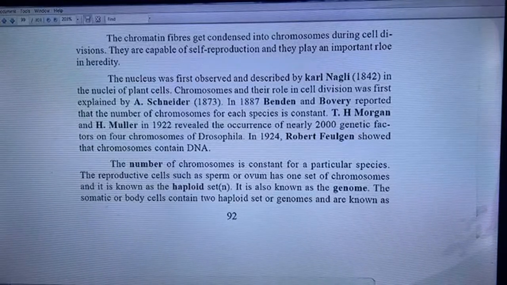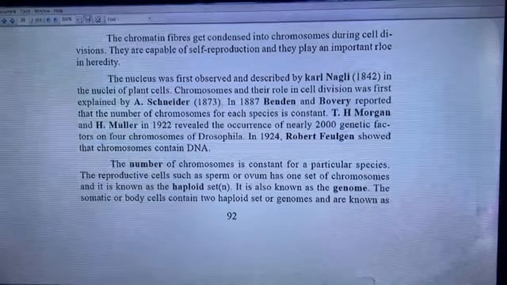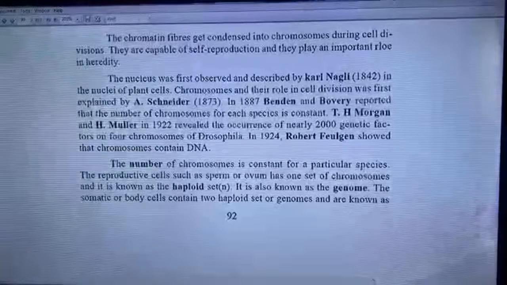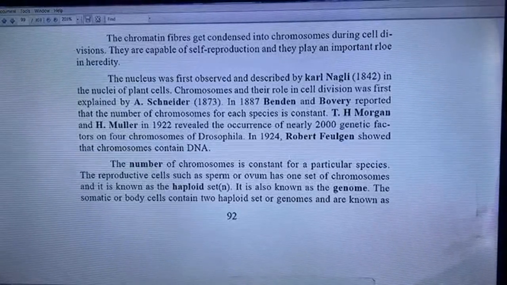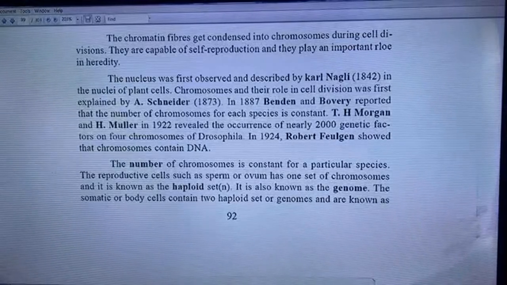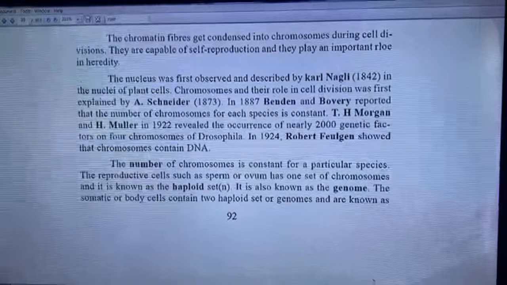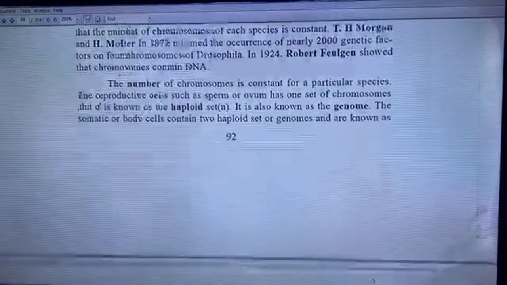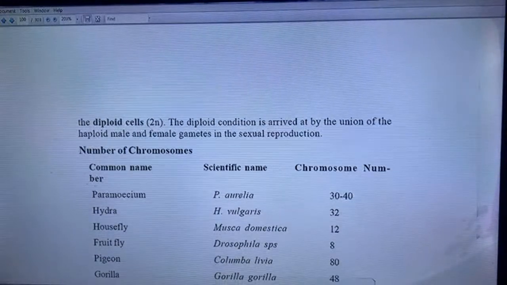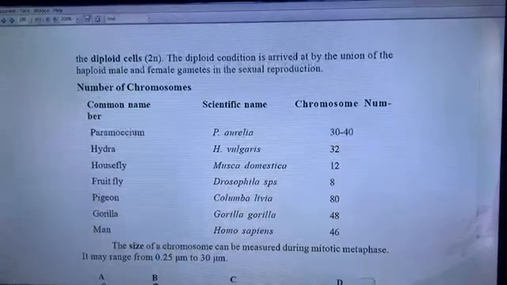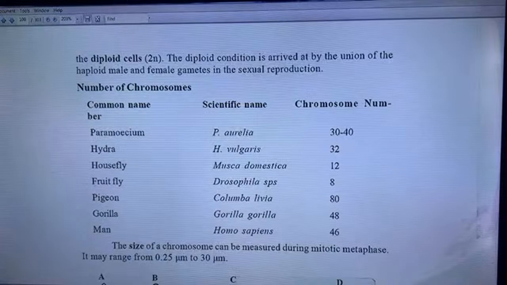The number of chromosomes is constant for a particular species. The reproductive cells, such as sperm or ovum, have a set of chromosomes, and it is known as the haploid. It is also known as genome. The somatic or body cells contain two haploid sets or genomes and are known as the diploid cells, 2N. The diploid condition is arrived at by the union of the haploid male and female gametes in sexual reproduction.